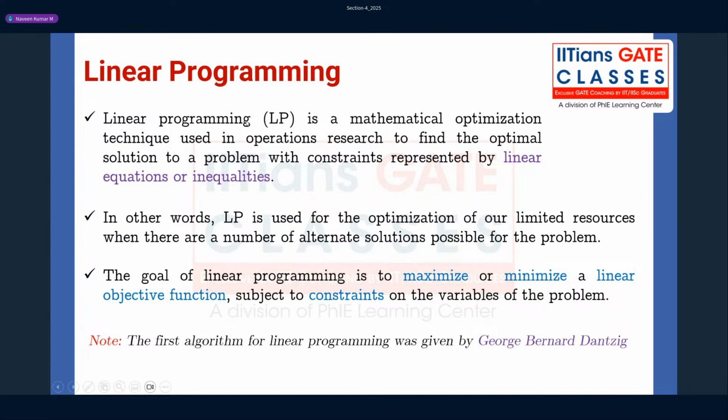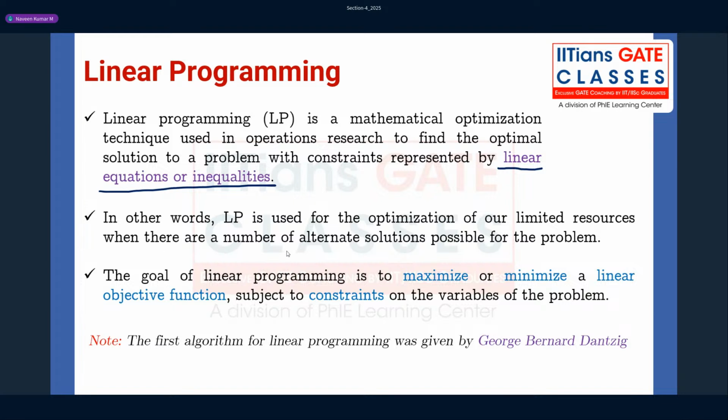So linear programming is a mathematical optimization technique used in the operations research field to find the optimum solution with the constraints presented by linear equations and inequalities. Please remember this. I'm talking about linear equations and inequalities, right? Just keep these terms in your mind, and we'll be discussing what is what as we proceed, right? In other words, linear programming is used for optimization of our limited resources. I keep repeating this, limited resources. When I come to an example, then you'll understand this, right?